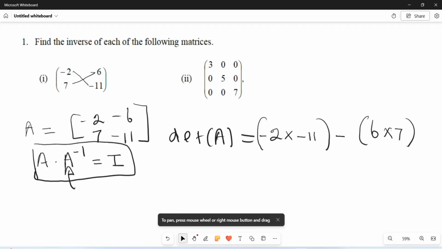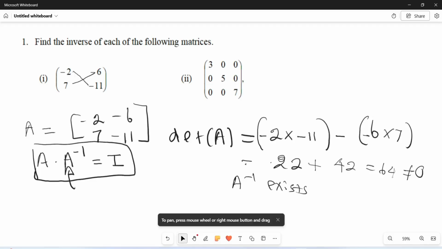No, this is minus 6, right? This is minus 6, I think. Yeah. So minus 6 into 7, right? So here then plus 22, and here 42. And this is 64. This 64 is non-zero. So we can say A inverse exists.